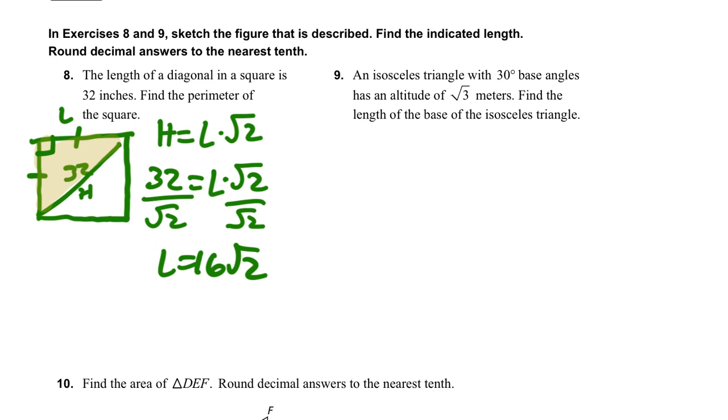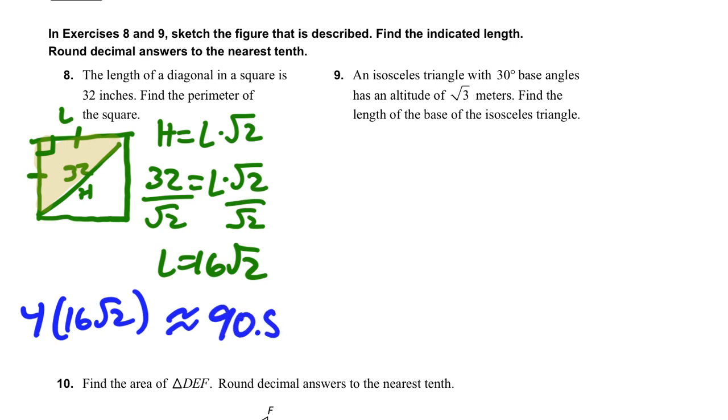Just bear with me here. That's one leg. There are four legs. 1, 2, 3, 4 in a square. So I can take 4 times 16 square roots of 2, but it did say round to the nearest tenth. Putting that in the calculator, that is roughly 90.5, and we're talking about inches.